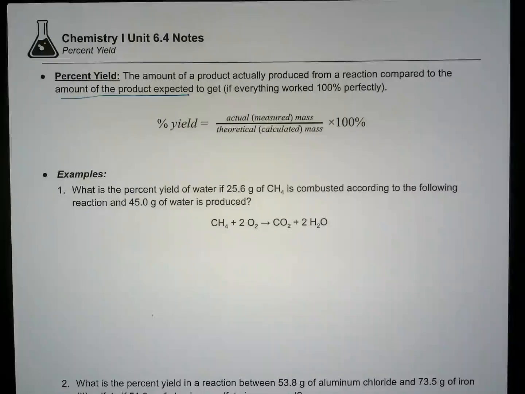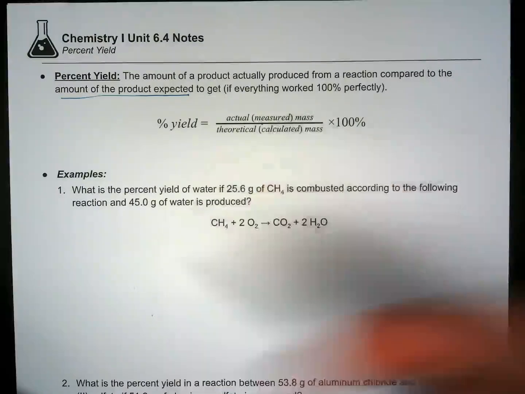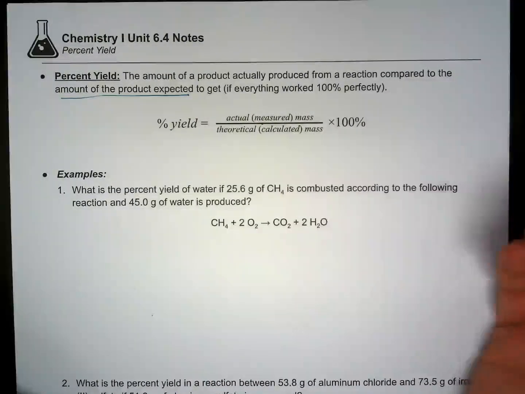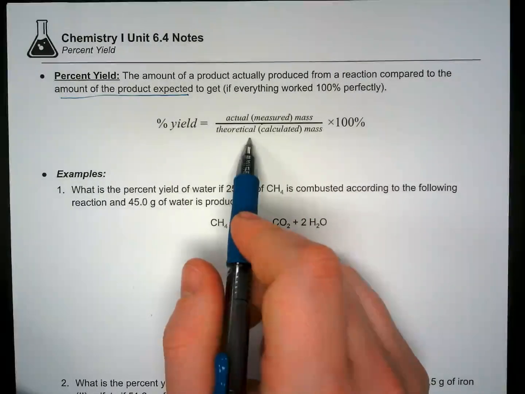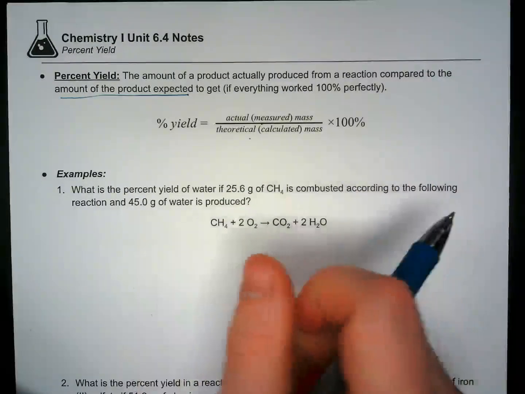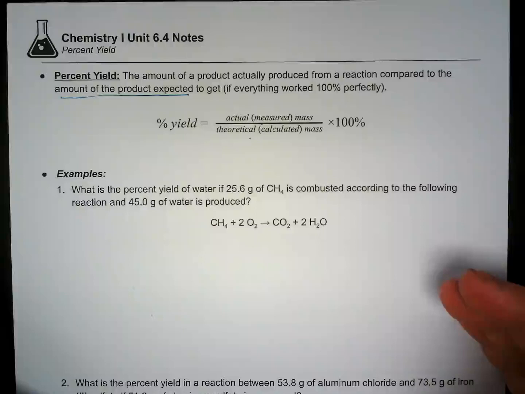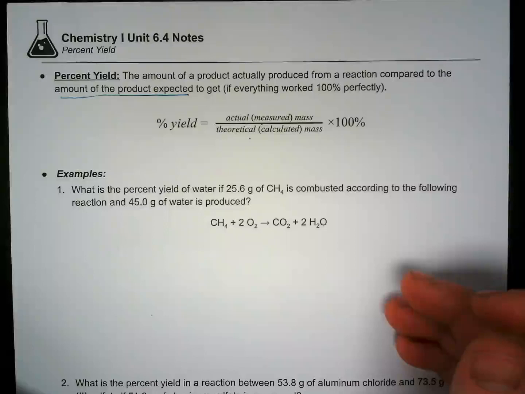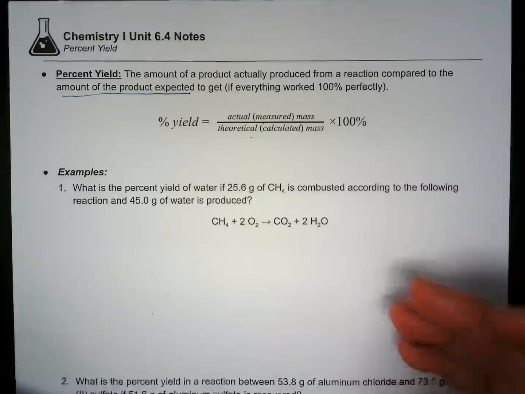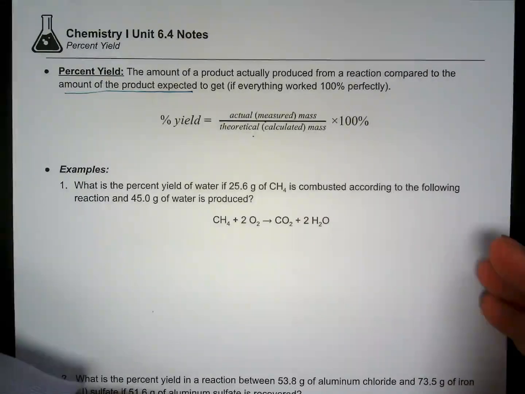So percent yield is where we're going to take the actual measured amount of whatever the product is, and we're going to divide it by the theoretical, the calculated mass, and then multiply it by 100 to see how close we were. So obviously the closer to 100%, the better that our answer is. The further away from 100%, the bigger the gaps between what we calculated versus what we were able to produce in the lab.